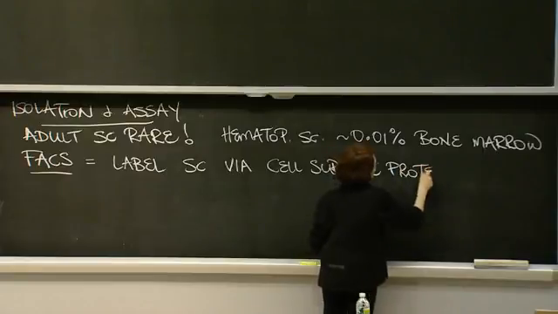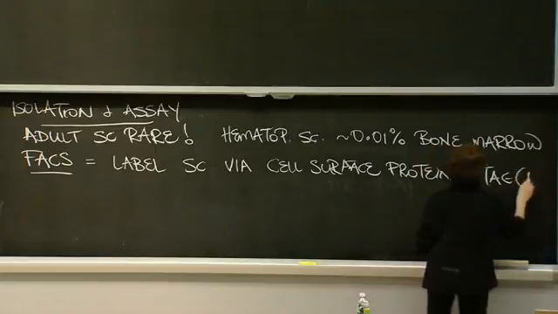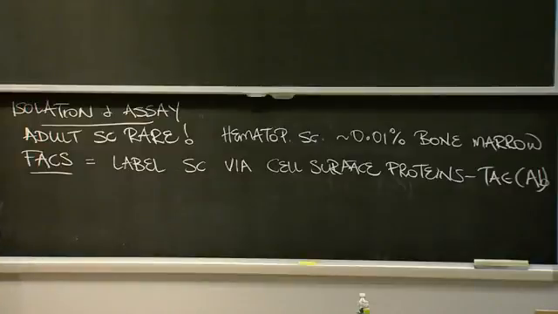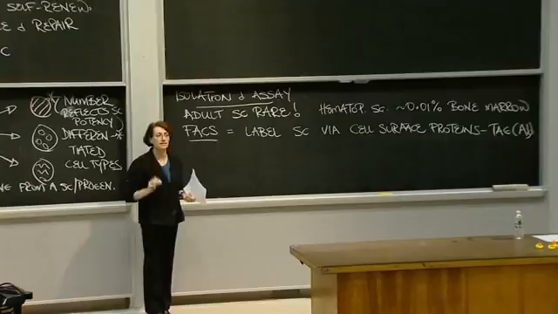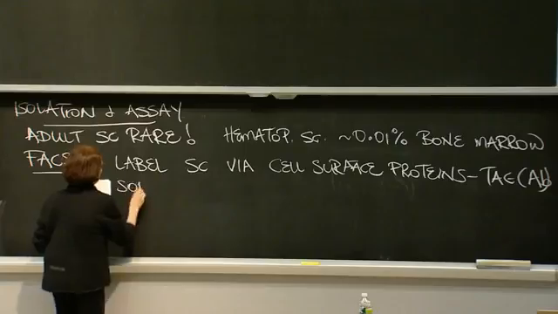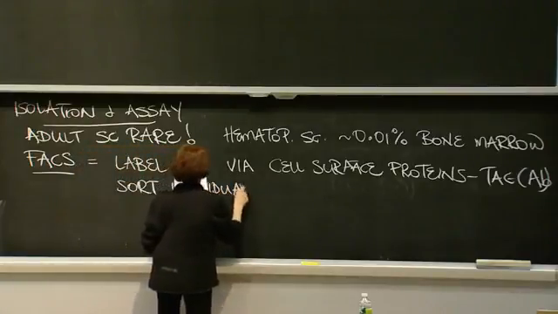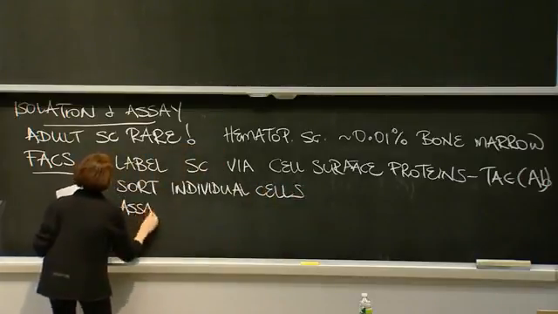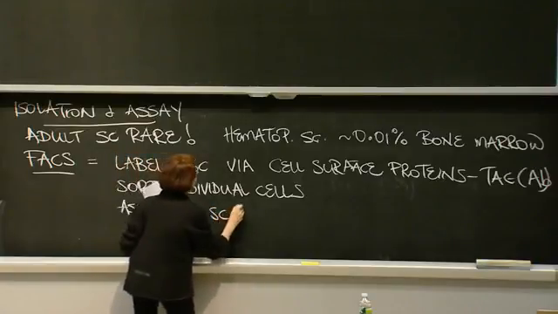With some kind of tag, often an antibody tag. And then you can use that tag to make them different colors, and you can then sort them cell by cell through the special fluorescent activated cell sorter. Sort individual cells. And then you can assay individual cells or small groups of them for stem cell properties.